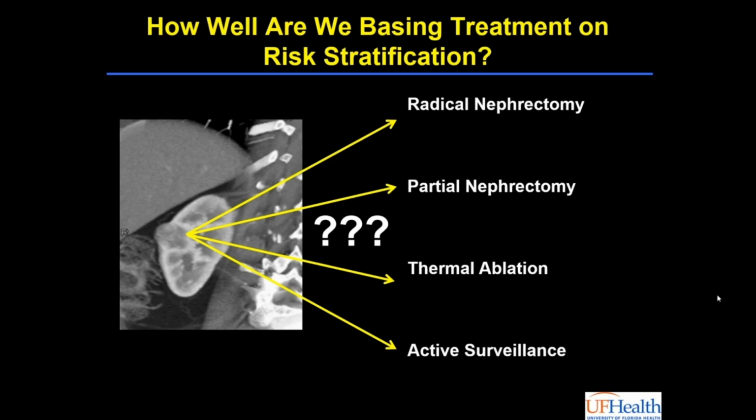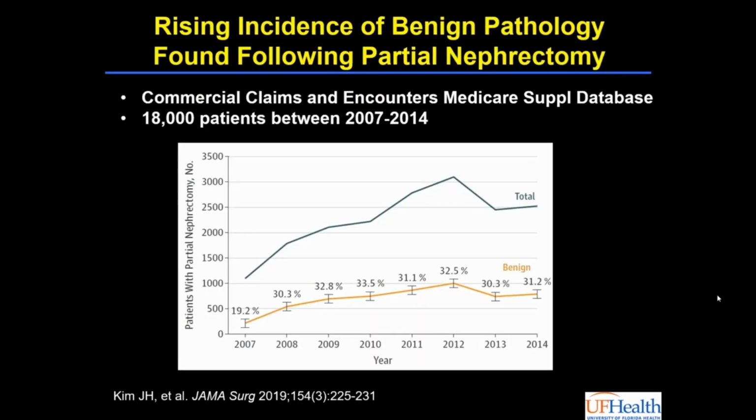Are we really identifying who really needs a radical nephrectomy, that's complete removal of the kidney, or partial nephrectomy, or thermal ablation, or active surveillance? And I'll say that currently, the state of affairs is we are not doing as much as we could, but that's based on the limitations of imaging, and that's the subject matter of today.